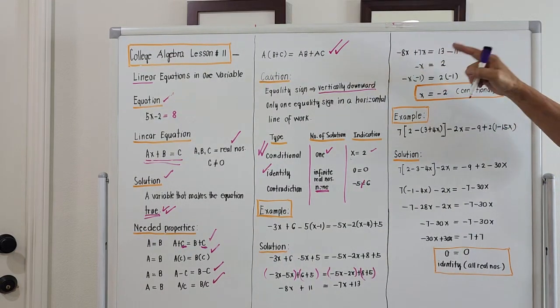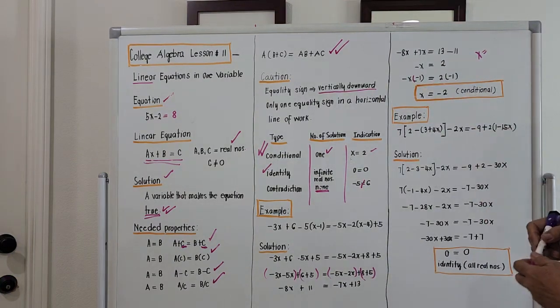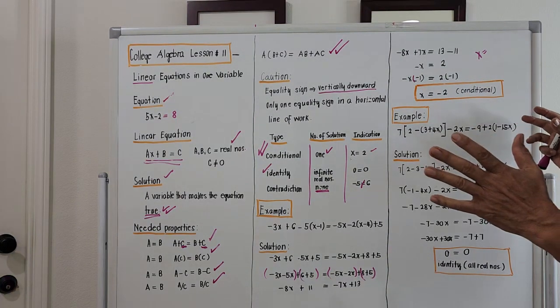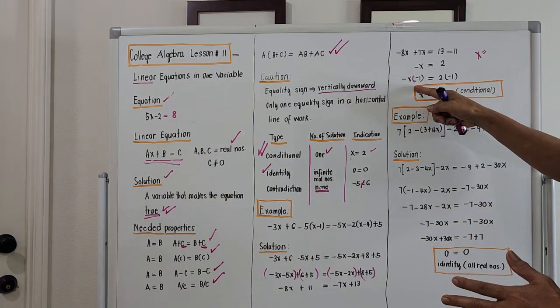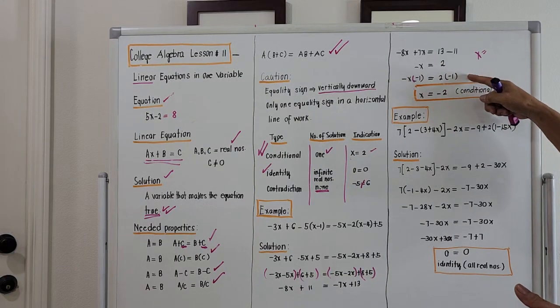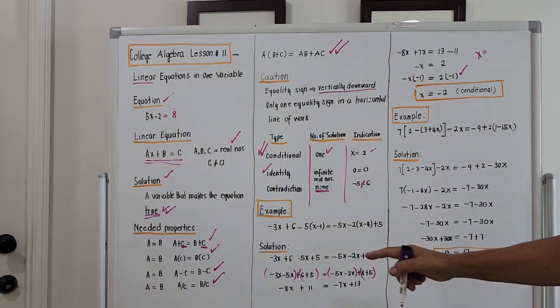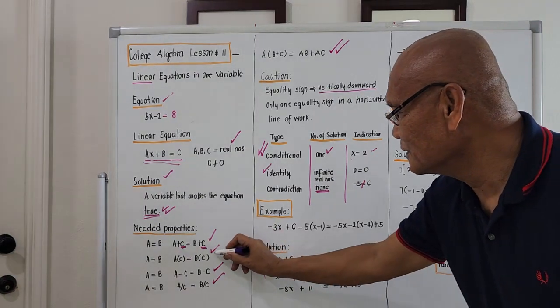This is negative x, and we are solving for x. So to solve for x, we will multiply both the left and right by negative 1. So negative x times negative 1 equals 2 times negative 1. Why did I do this? I use the so-called property number 2.